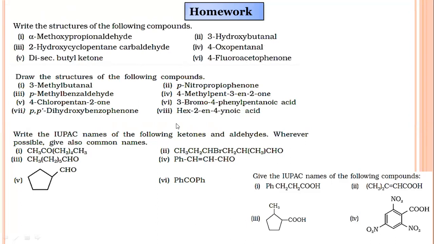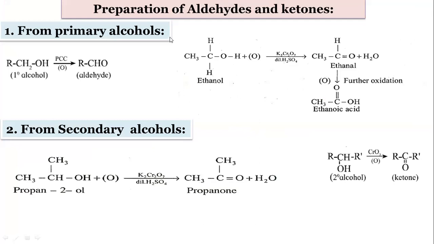Then, preparation of aldehydes and ketones. These methods you already discussed in the chapter Alcohols, Phenols, and Ethers. Because, as the definition of aldehydes says, these are the first oxidation products of primary alcohols. This reaction is already completed in the chapter Alcohols, Phenols, and Ethers.